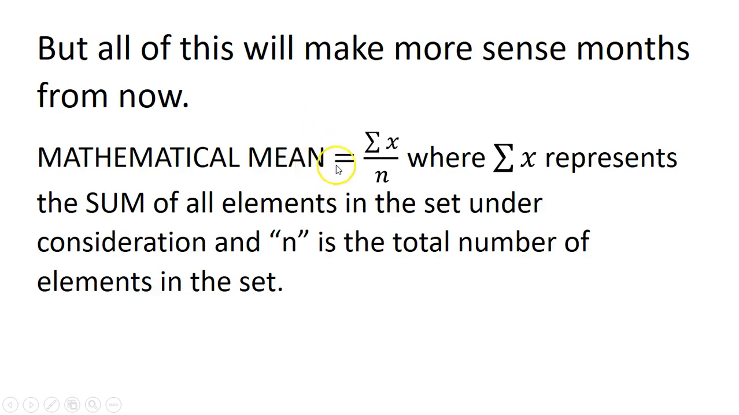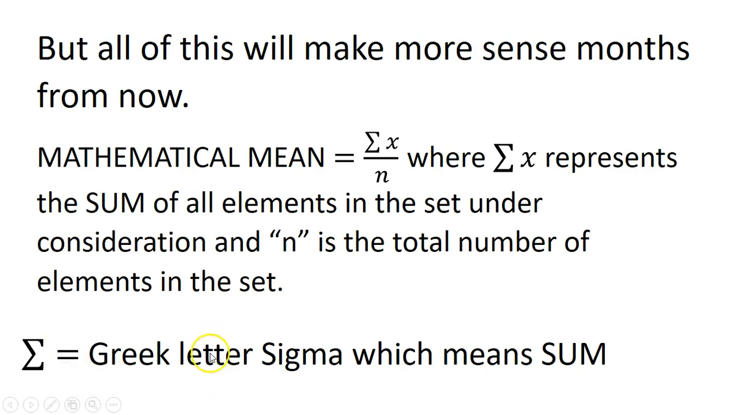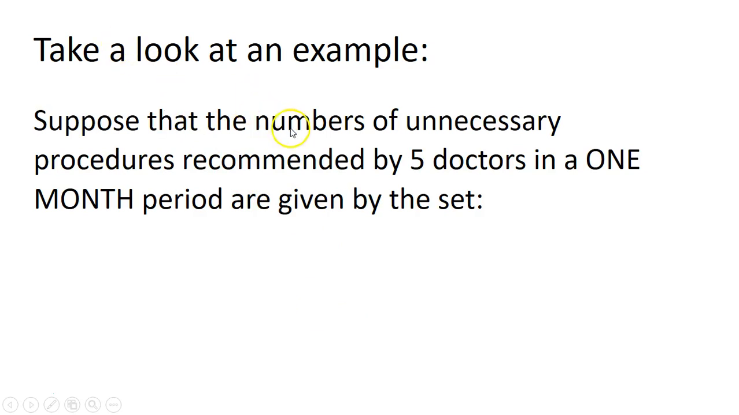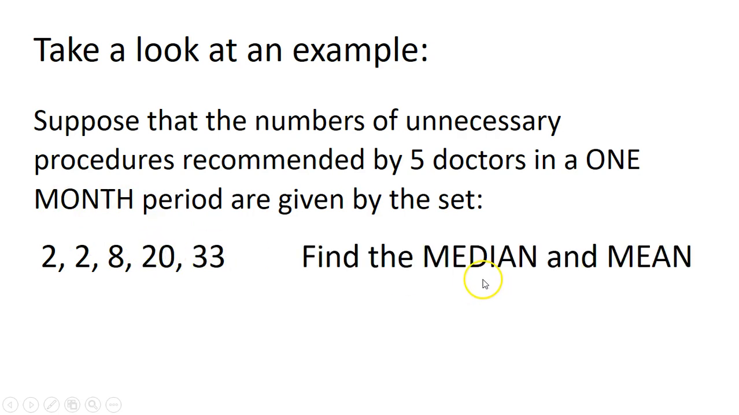All right, the mathematical mean we went over is the sum of all the values divided by the total number of values. The sigma represents the sum of all the elements in this set. N is the total number of elements in that set. And again, that is the Greek symbol for sigma, which means sum. So let's take a look at an example. Suppose that the numbers of unnecessary procedures recommended by 5 doctors in a 1 month period are given by this set. So, unnecessary procedures by 5 different doctors, in just 1 month. We want to find the mean.